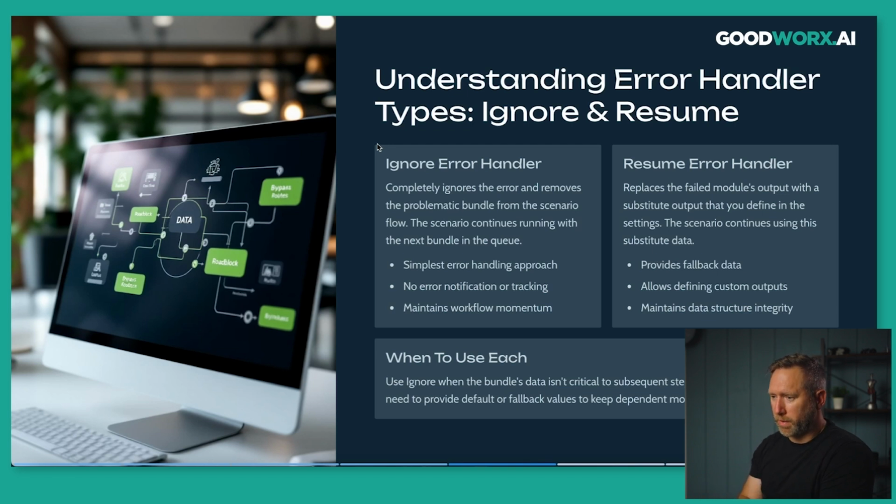This is the simplest error handling approach. There's no error notification or tracking, and it maintains the workflow momentum. So this is kind of nice. If the data is not super critical, it'll just ignore the one that's causing the problem and move on to the next bundle. The next one is the resume error handler.